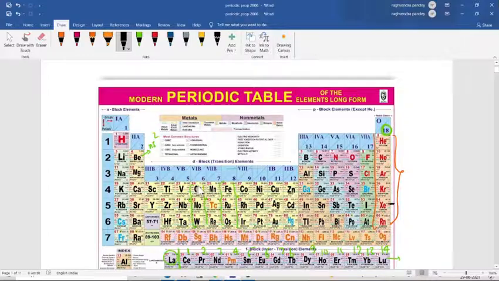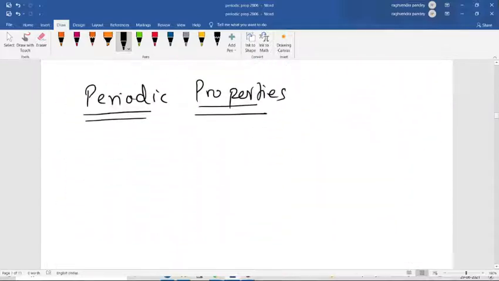In periodic properties we will study size, ionization energy, electron affinity, electronegativity, metallic character, and non-metallic character. We will also study acidity and basicity. Here it is basic nature, here it is acidic nature. HCl and HBr are acids, NaH and KH are bases, and these in the middle are sort of neutral. So there are a lot of periodic properties.